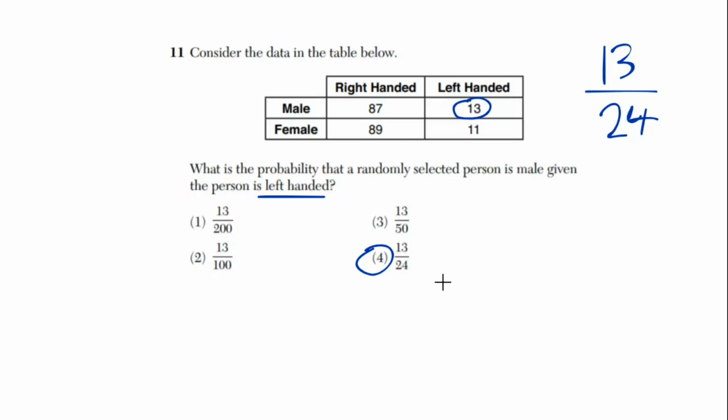So that's our conditional probability when we're doing tables. Figure out what the condition is. That's going to be your denominator. And then figure out what's the special case. If it was females, we'd put 11 up here, right? And that's it.